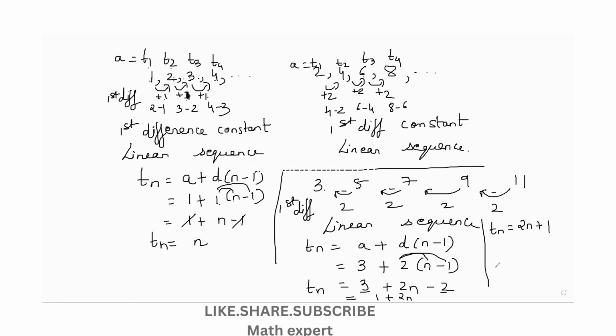Now what does this actually mean? What does n mean? Position. 1, 2, 3, 4. So let's say suppose I take n as 1.